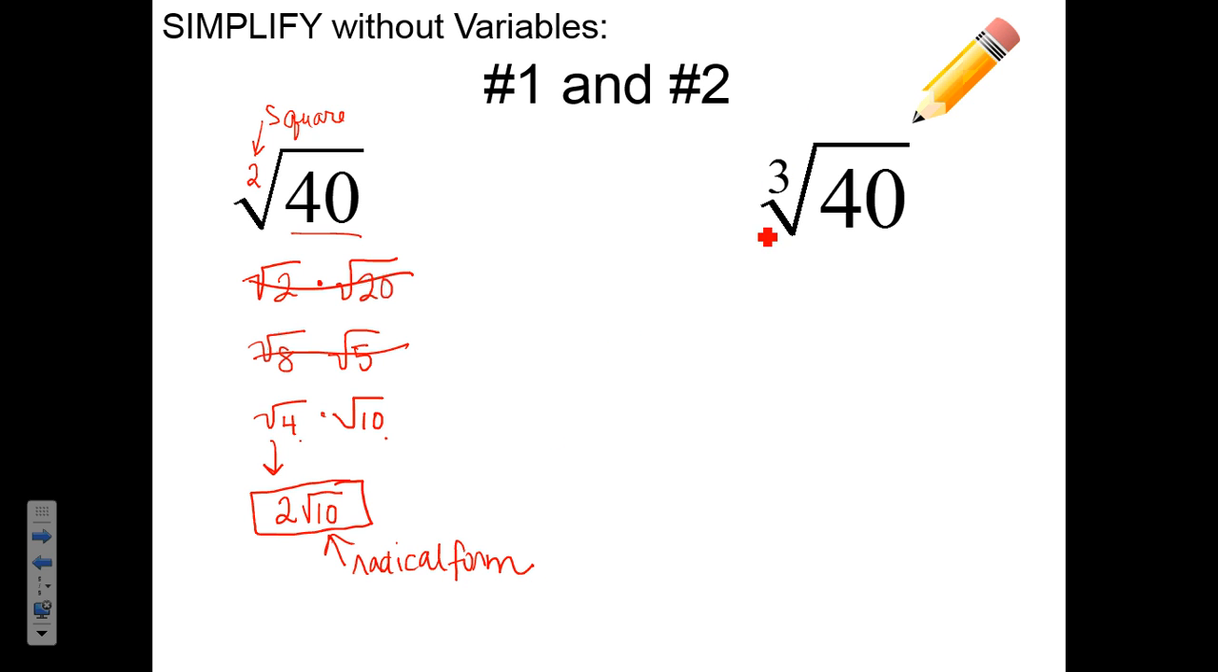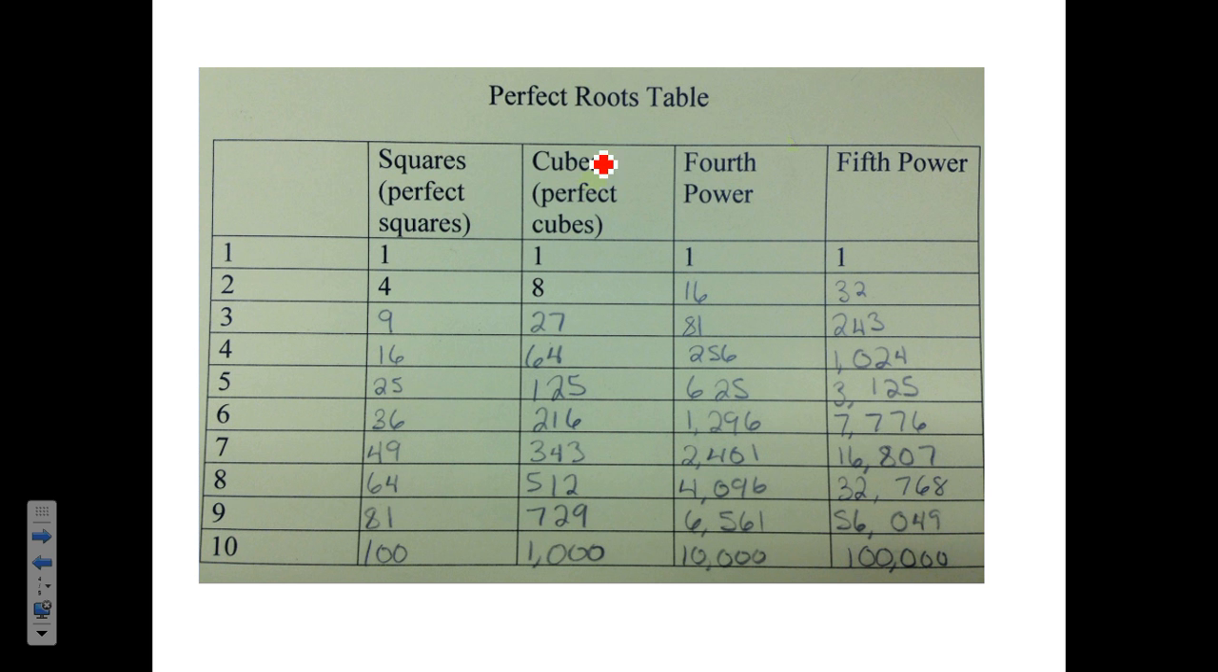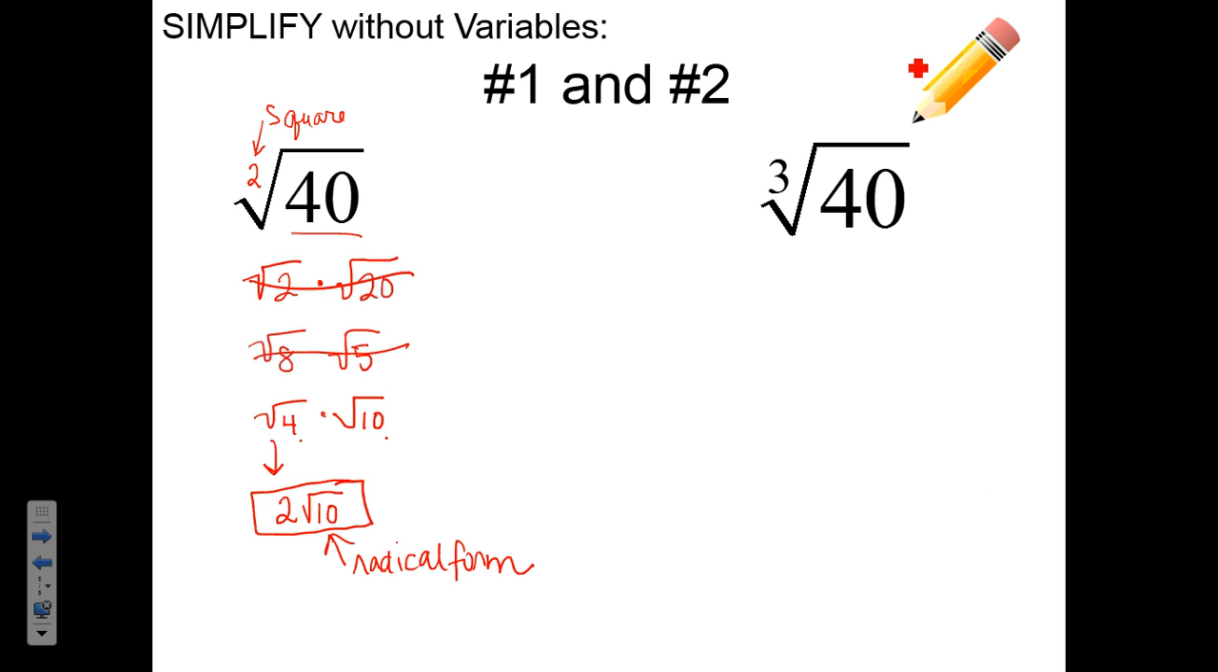This says the cube root of 40. So now what I want to do is go back to that table and look at the perfect cubes column. I want to find one of these perfect cubes that divides into 40 evenly. So what I would do is just start dividing 40 by all the cubes. Well, the first one's 1, and that doesn't really help us. But the second one is the cube root of 8 and the cube root of 5.